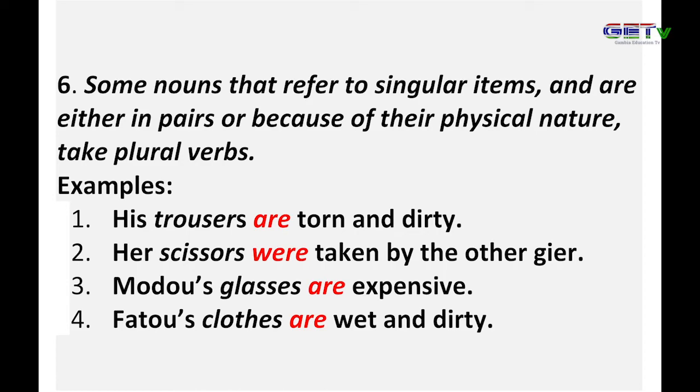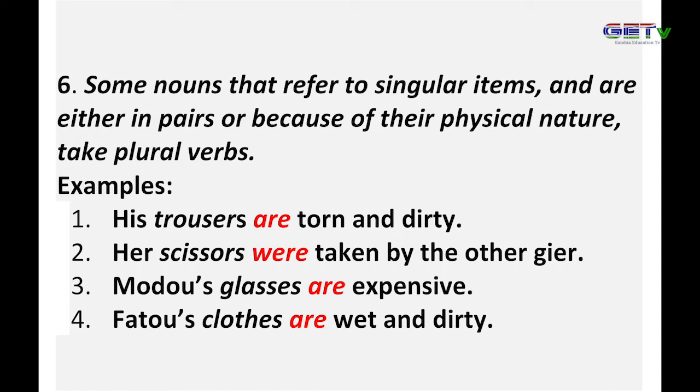You say one trouser or one trousers. You say his trousers are torn and dirty. Not his trousers is torn and dirty. His trousers are torn and dirty. Number 2, her scissors were taken by the other girl. You can see scissors agrees with the verb were. Modest glasses are expensive. Not modest glasses is expensive.